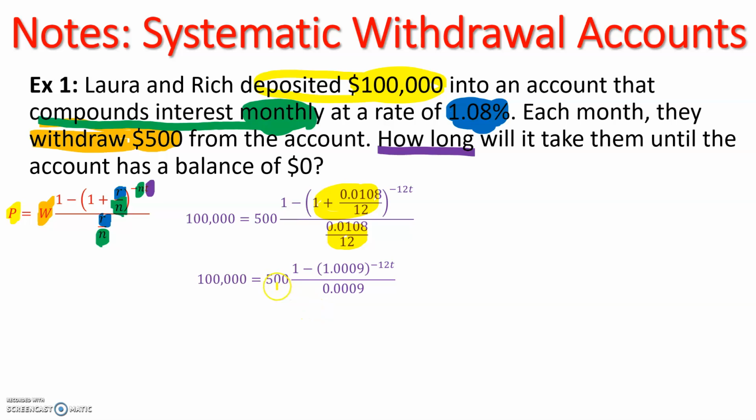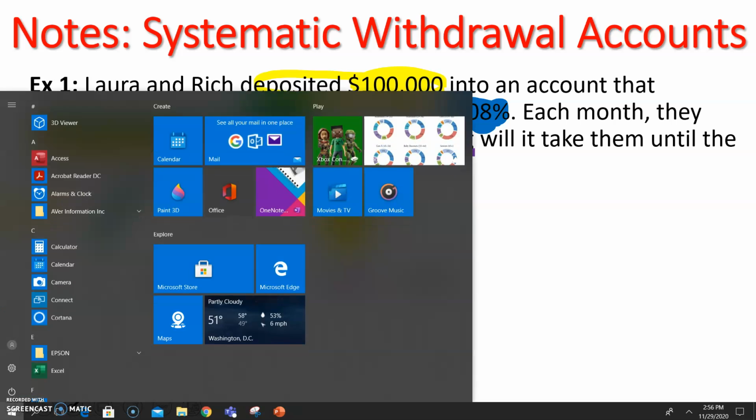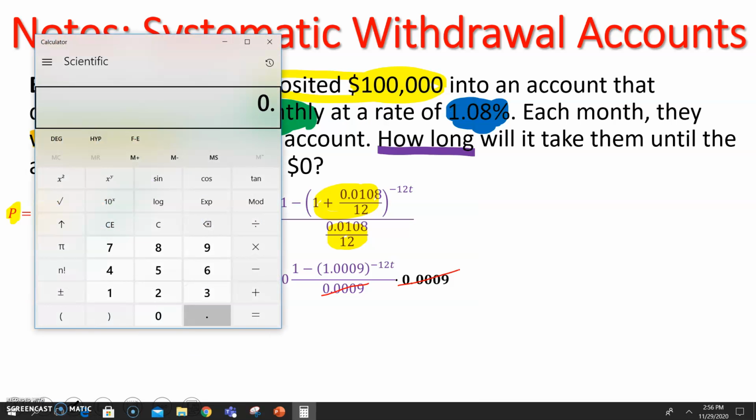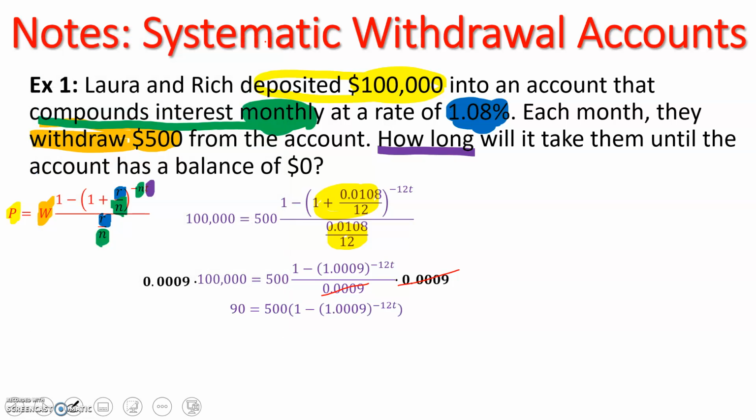Now the next thing I'd like to do is get rid of this fraction here, this divide by 0.0009. So the opposite of dividing by that would be multiply. So I'm going to multiply both sides of the equation by that. In doing so, the ones on the right will cancel, and then on the left we have our 0.0009 times our 100,000, which is 90. So I have 90 is equal to 500 times 1 minus 1.0009 to the power of negative 12t.